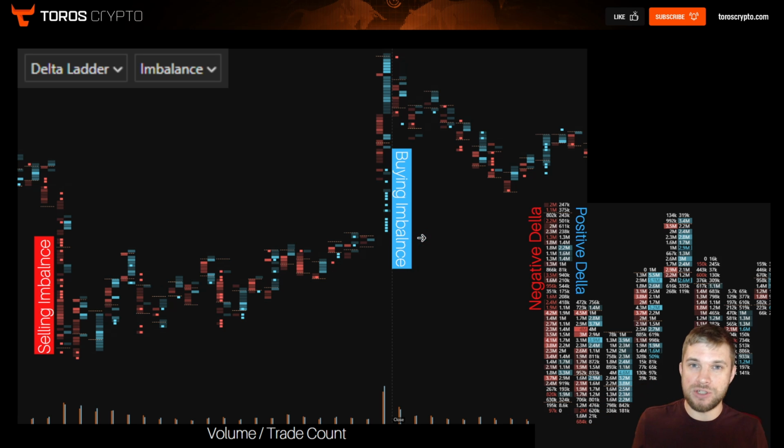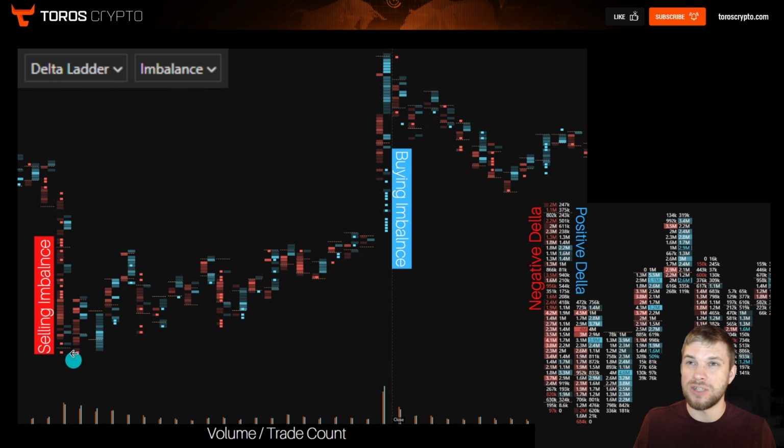Now, for the demonstration purposes that we're going to be doing on the video later on, we're going to be using the same template that we used for our previous absorption video. And what we are looking at is our delta ladder and our imbalances. Now, you can turn off the delta ladder. It's not really necessary for this.